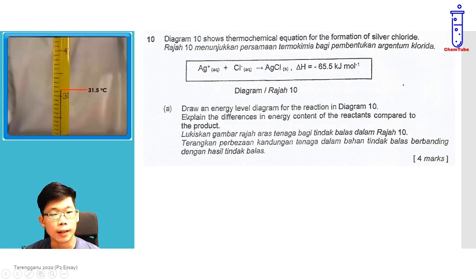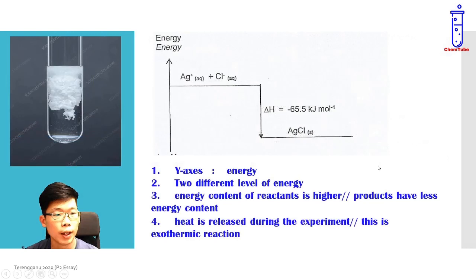A. Draw the energy level diagram for the reaction in the diagram. Then explain the difference in the energy content of the reactants compared to the products. This is 4 marks. For the energy level diagram, you have to label energy on this axis. The energy level for the reactants must be higher than the products.